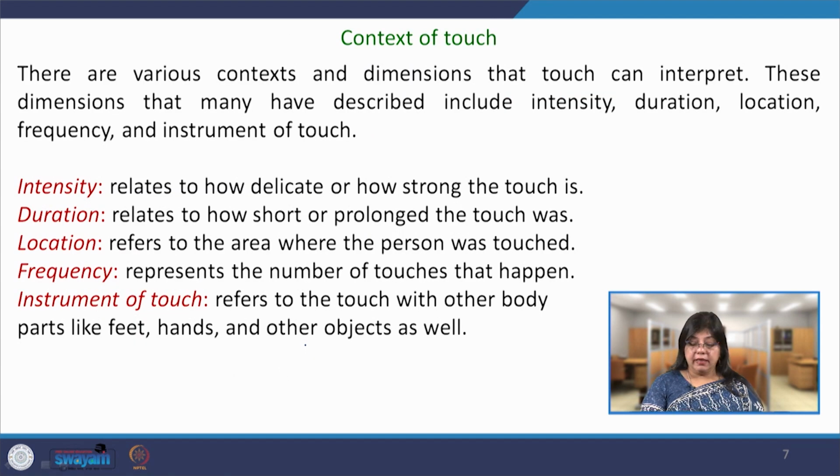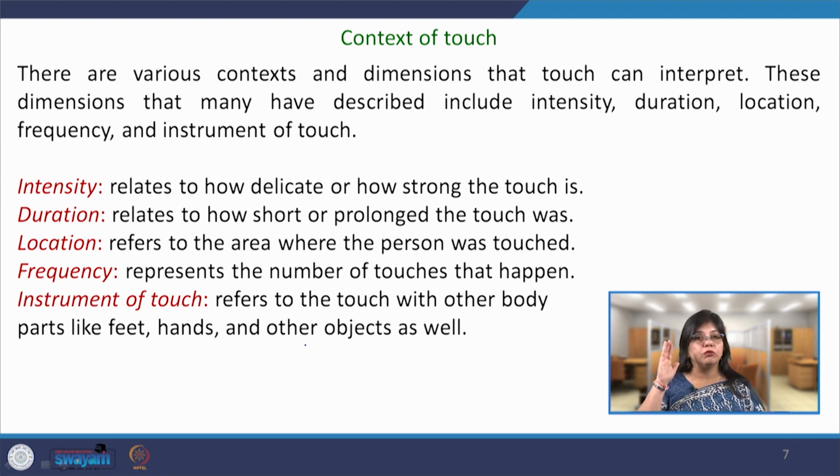Next comes the context of touch. There are different contexts and dimensions that touch can interpret. It is not only that you touch a person and the person gets the message. There are certain parameters which define the intensity of the touch and how it has been interpreted by the other person. Social psychologists have identified certain dimensions that describe the context of touch. For example, the first is intensity, how long the touch has been experienced by the person.